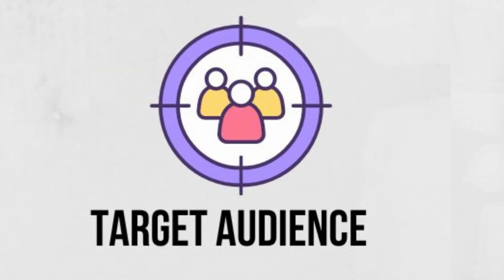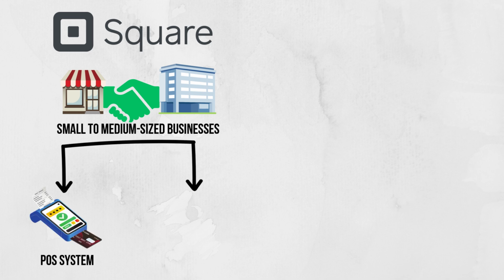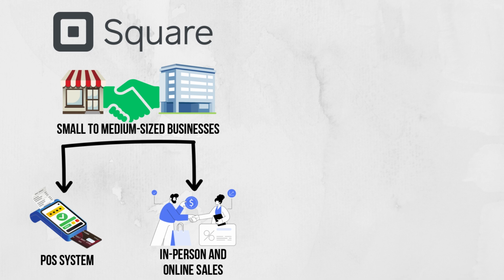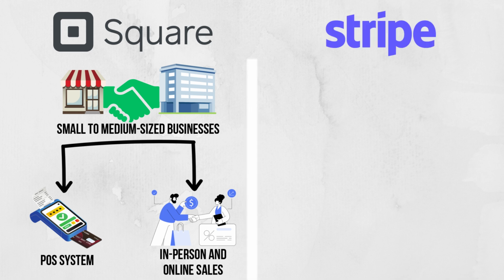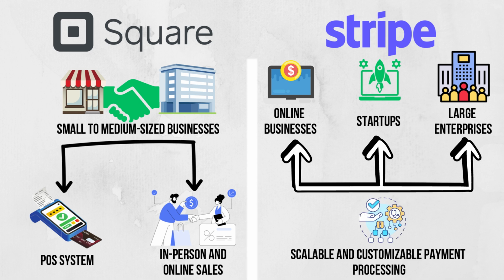Target audience. Understanding the target audience helps in choosing the right platform. Square targets small to medium-sized businesses, particularly those needing a comprehensive POS system and easy-to-use tools for managing both in-person and online sales. Stripe appeals to online businesses, startups, and large enterprises needing scalable and customizable payment processing solutions.